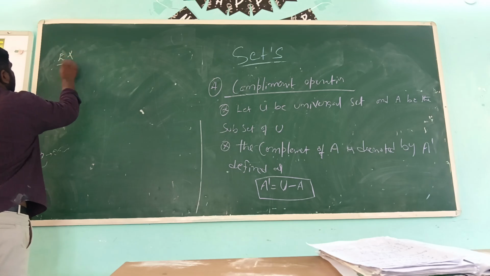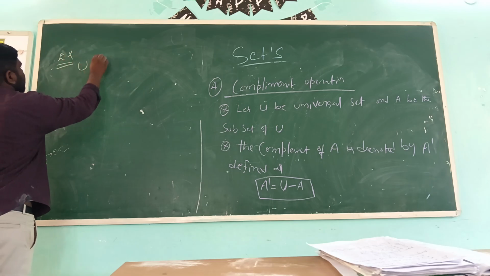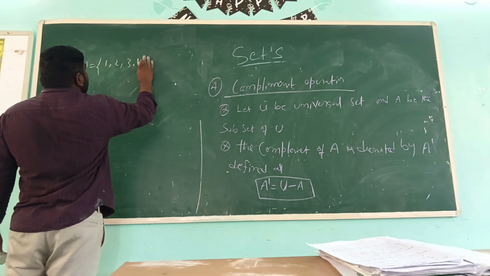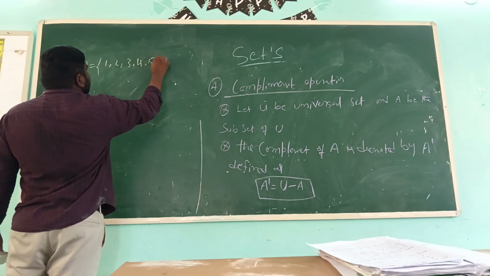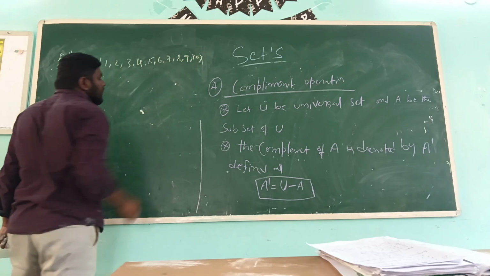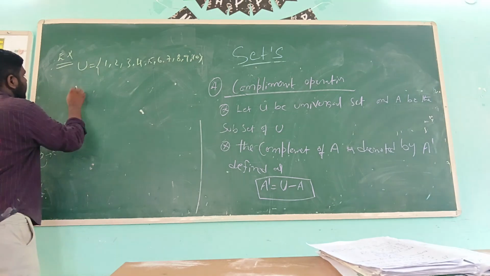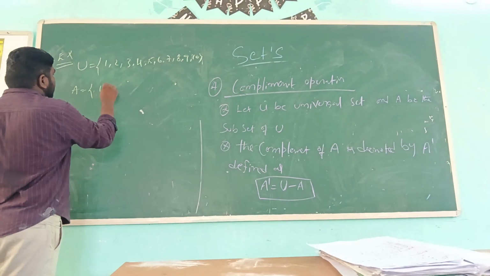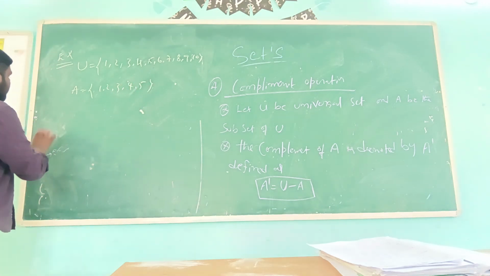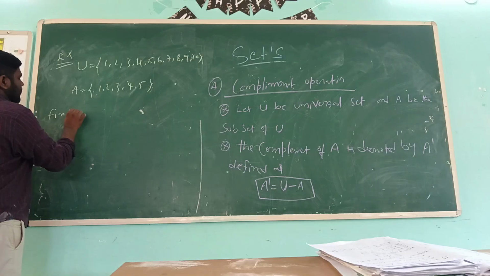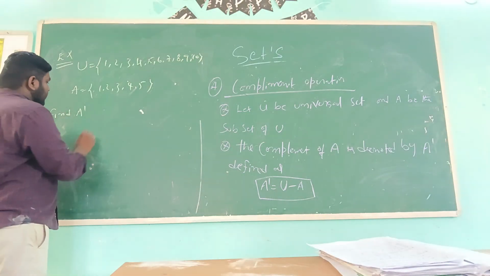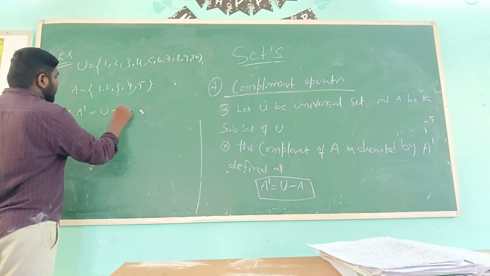Example. See, U, the universal set, they will give as natural numbers up to 10: 1, 2, 3, 4, 5, 6, 7, 8, 9, 10. Understood? Now A they will give as 1, 2, 3, 4, 5. Understood? They will ask to find A complement. Okay, now what is the formula? A complement is equal to U minus A.